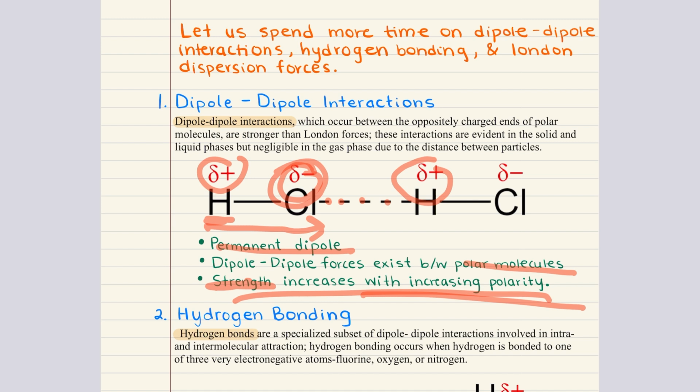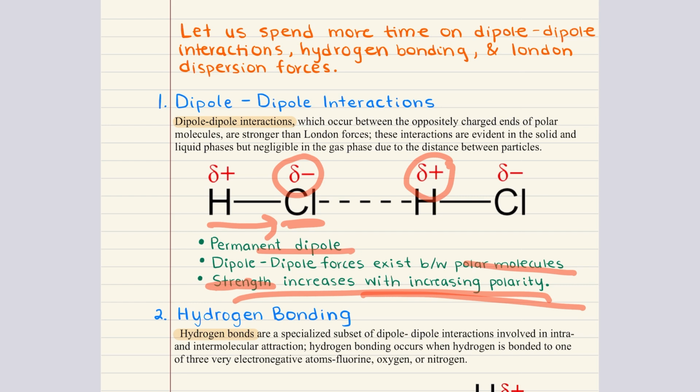A great example is hydrogen chloride. Since chlorine is much more electronegative than hydrogen, it creates a strong dipole where the partially positively charged hydrogen end of one hydrogen chloride molecule is attracted to the partially negative end of a chlorine atom in another hydrogen chloride molecule. And this intermolecular attraction helps keep hydrogen chloride molecules close together in the liquid and solid phases. So the key takeaway here is that dipole-dipole forces only exist between polar molecules.